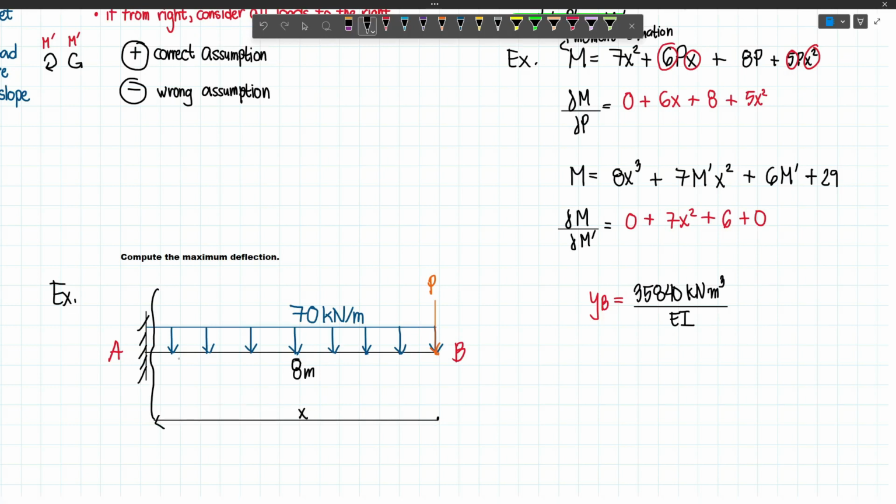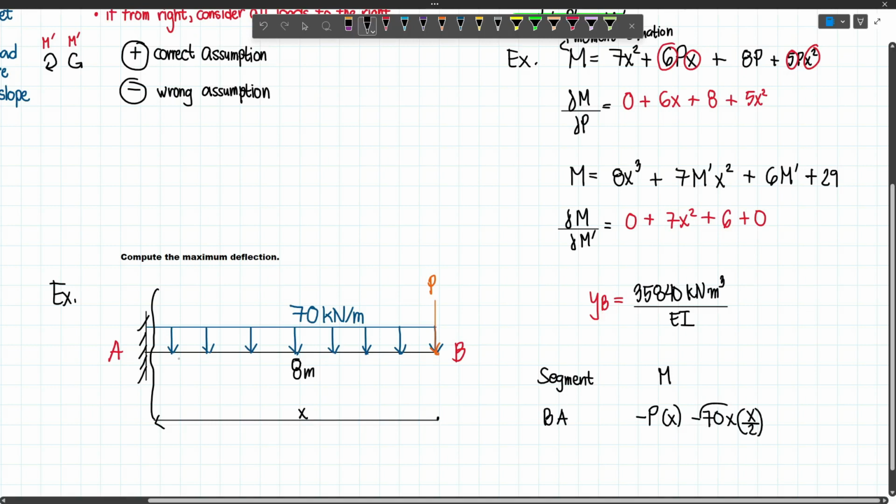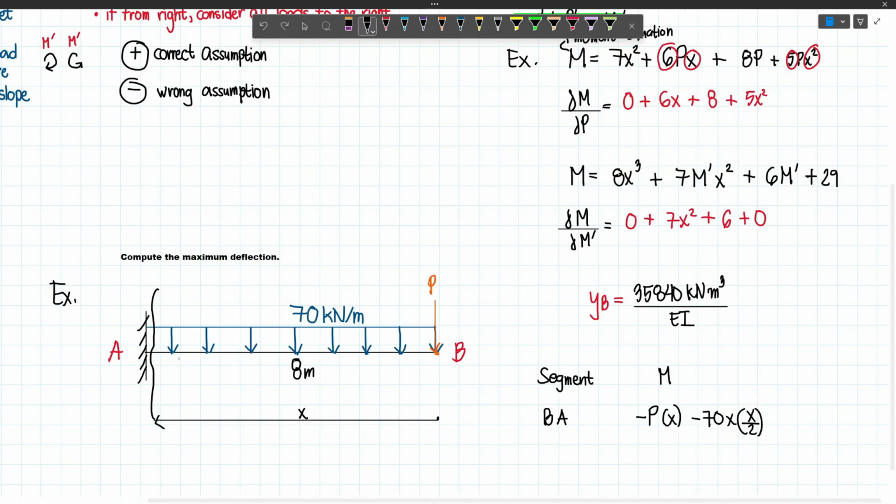So, I will now be able to form the moment equation for segment B to A. So, this will be my segment B to A. And then, my moment equation will be negative P times X, because we are going from the right, and then minus 70 times X over 2. Again, this is the resultant for this distributed load, and this is the moment arm, because we have a resultant of 70 times x and a moment arm of x over 2. And so this will be our moment equation.